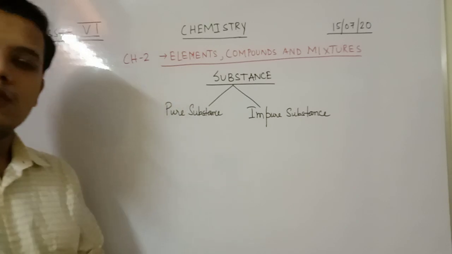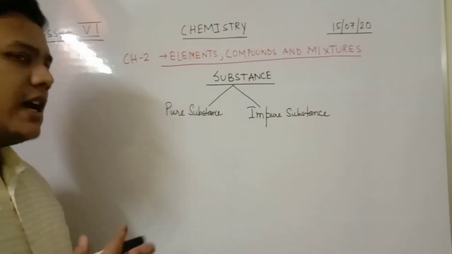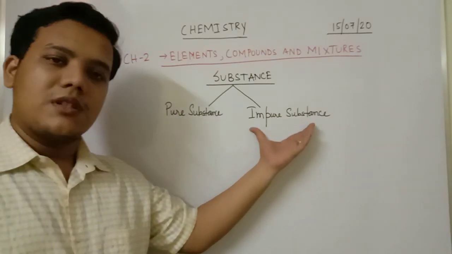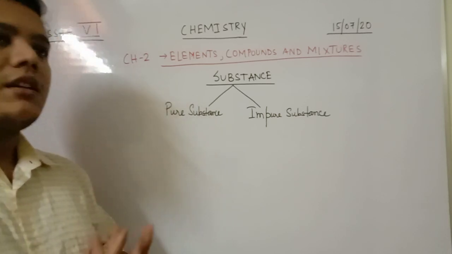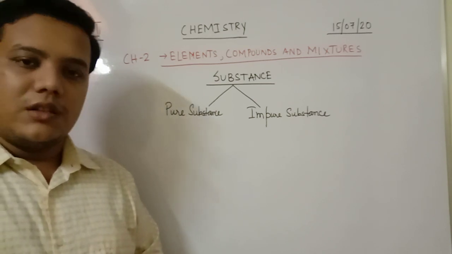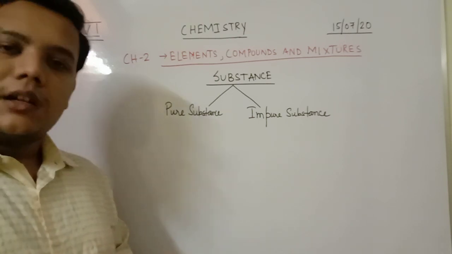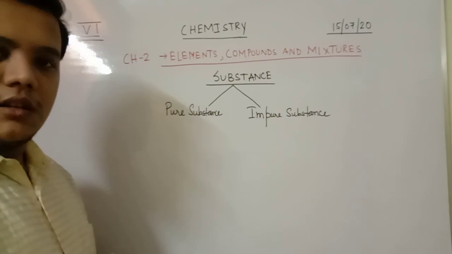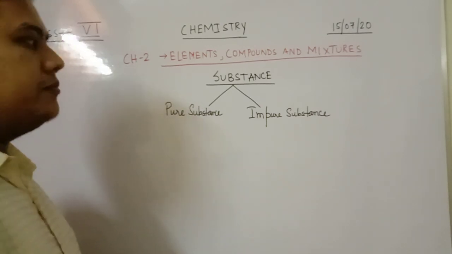Why was it divided into these two parts? Because there are a few substances which have some characteristic properties, but other substances do not possess any kind of characteristic properties. Characteristic property means, suppose it has some kind of color, odor, smell, melting point, boiling point. These are all called characteristic properties. So pure substances have these characteristic properties, but impure substances do not have such properties.